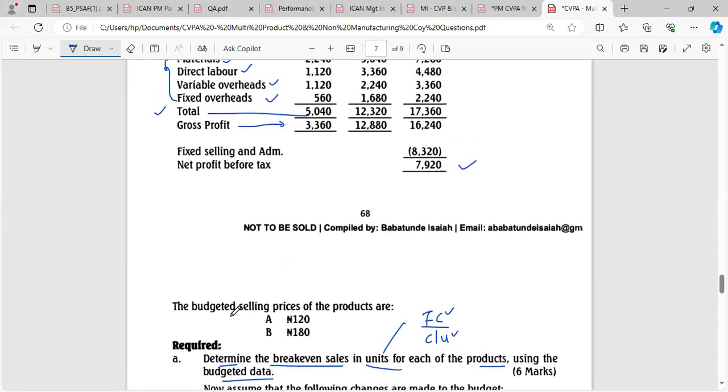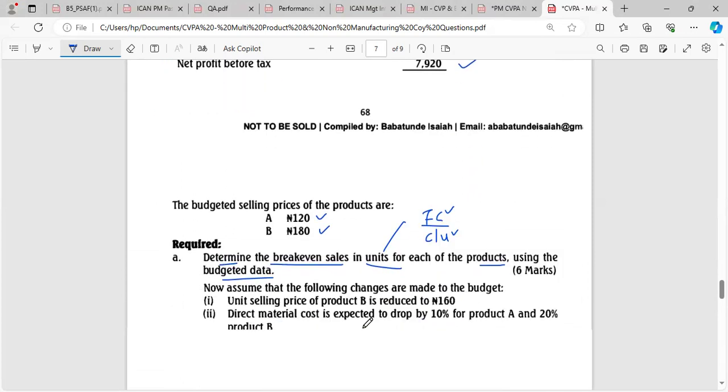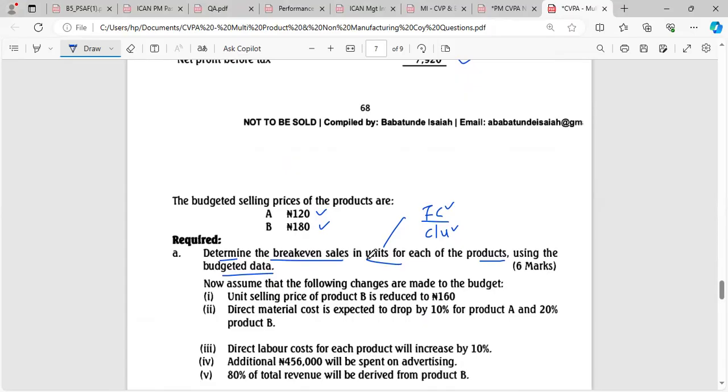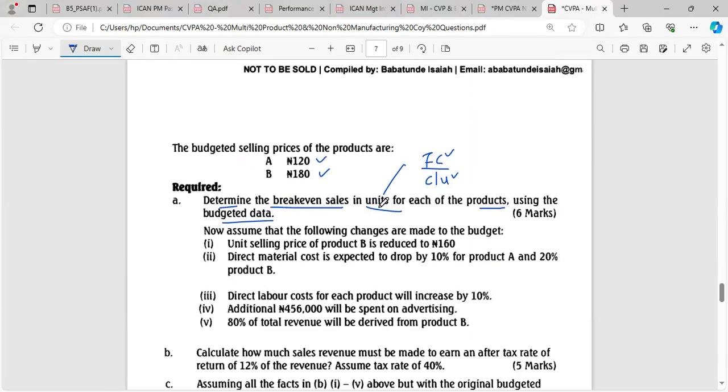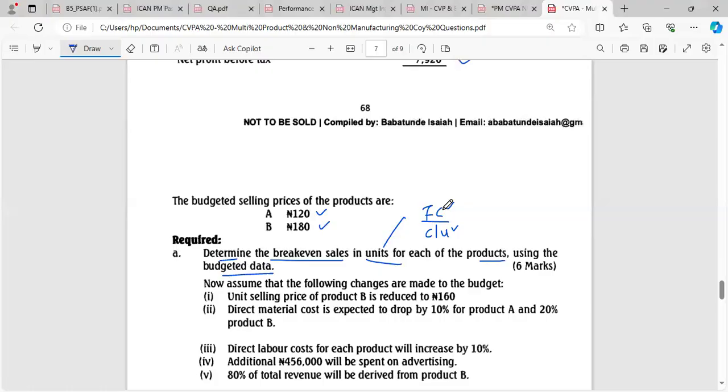Now, they came down and said that the budgeted selling prices of the products are 120 and 180 for product A and B. You are required to determine the break-even sales in units for each of the products using the data below. Because the data above comprises 2 products, that means the break-even in unit that we want to compute is going to be multi-product break-even. All right. That means this contribution per unit will now be the weighted contribution per unit.